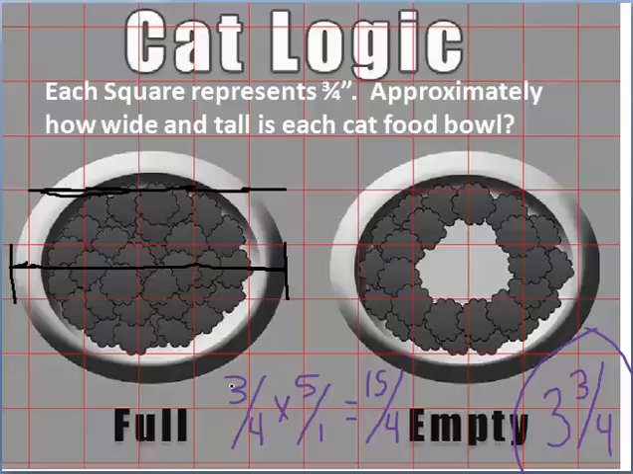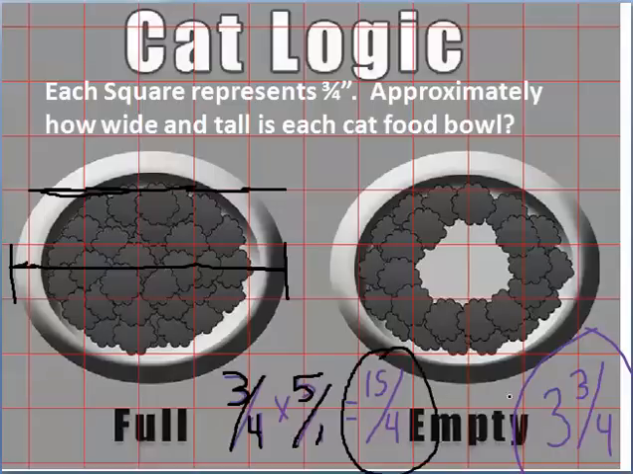So multiplying 3/4 times 5, which is just multiplying a fraction times a fraction, because 5 is just a fraction over 1. I can think of it like that. And so 5 times 3 is 15, and 15 over 4. Simplifying the fraction here, I get 3 3/4 wide.